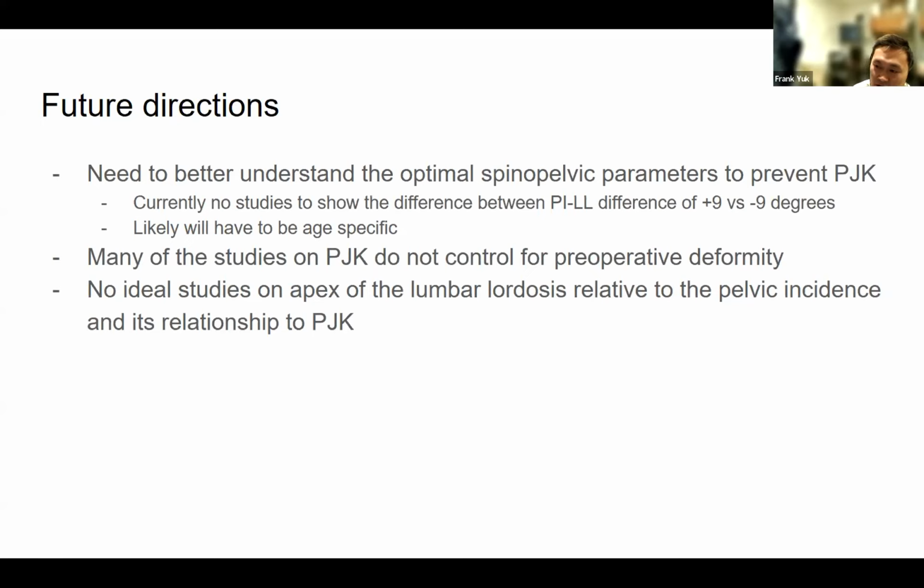And so many of these studies also on PJK, they don't control for preoperative deformity. And so that's another thing future studies could look at. And there's no ideal studies on the apex of the lumbar lordosis relative to the pelvic incidence and its relationship to PJK when instrumented very high up.